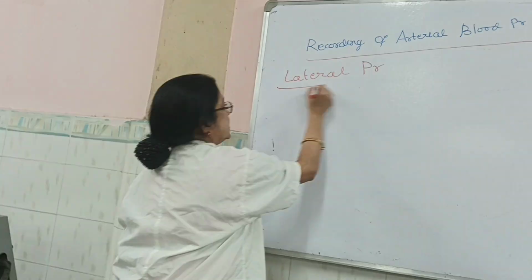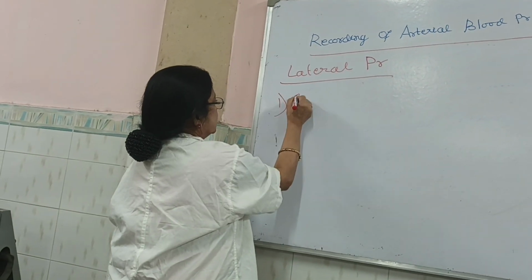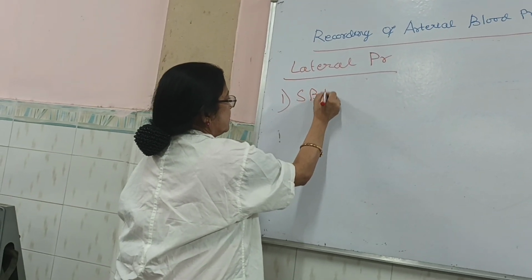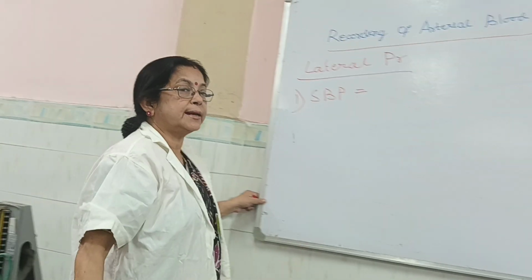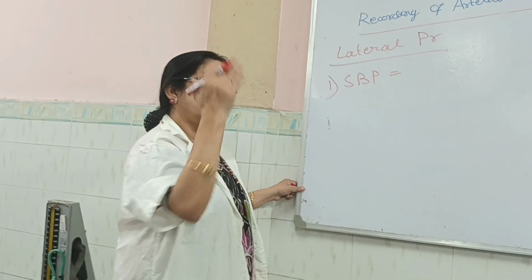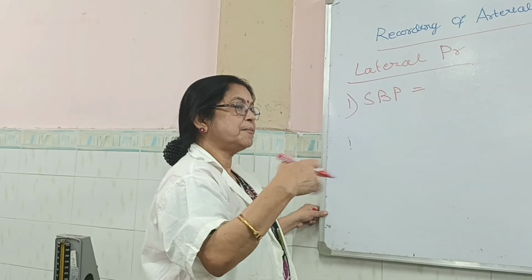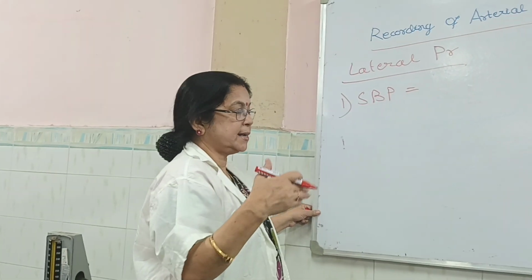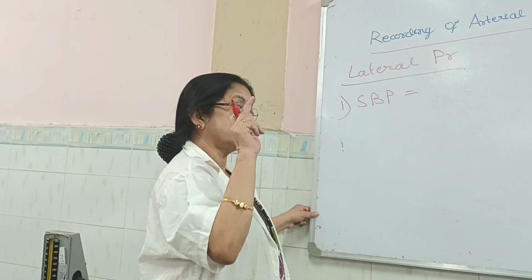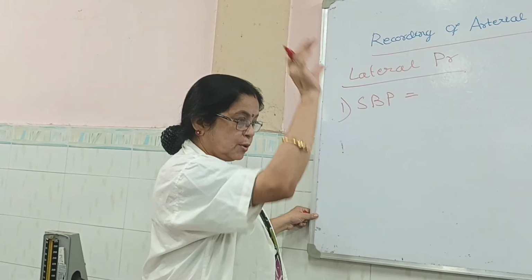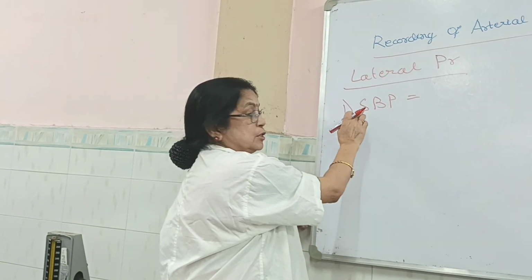Under the heading of lateral pressure, we have to measure systolic blood pressure. It is the highest pressure recorded in a cardiac cycle. While measuring the blood pressure, there will be many cardiac cycles, because a cardiac cycle comes after every 0.8 seconds. But the highest pressure recorded throughout the measurement will be the SBP, systolic blood pressure.